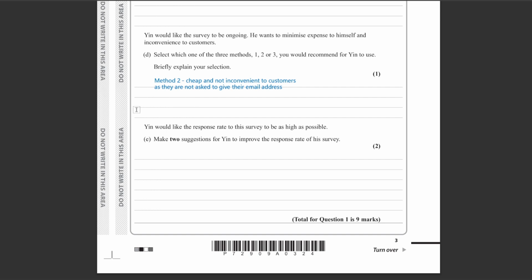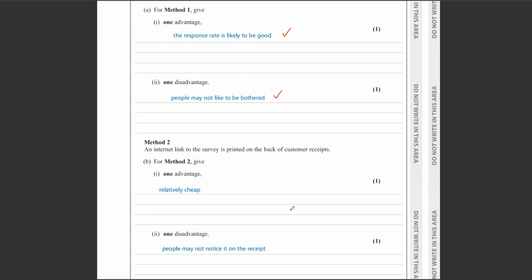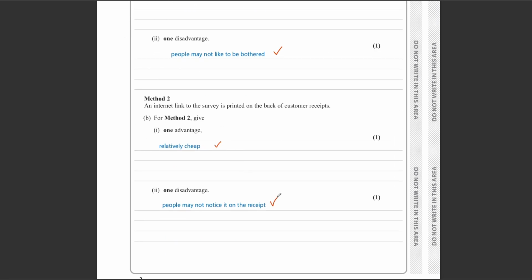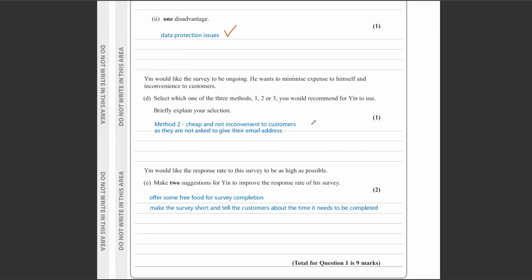In question E, two suggestions to improve the response rate may be to offer some free food for survey completion, or make the survey short and tell the customers about the time it needs to be completed. For this 9 marks question, you will have a mark for each advantage and disadvantage, also for the method with the reasoning, and for two suggestions.